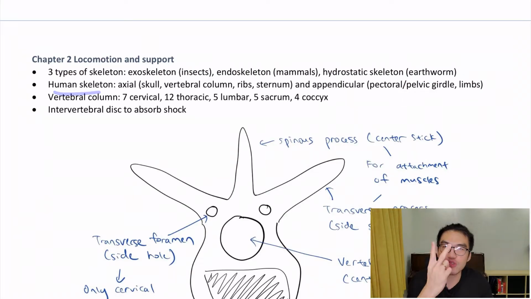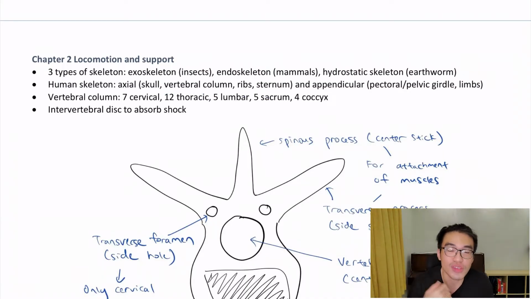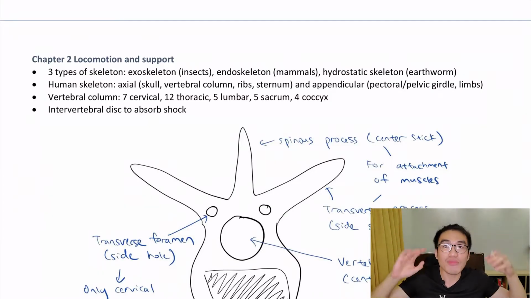Human skeleton has 2 parts. Axial means the center part. You have your skull, vertebral column, your backbone, ribs and sternum, because these 2 are attached to your vertebral column. Appendicular means side, which is your pectoral and pelvic girdle, your shoulder and hip support, and of course your limbs, your arms and your legs.